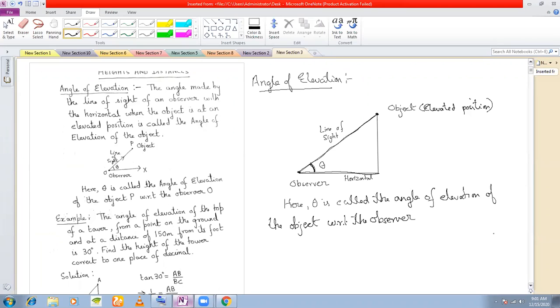Because why do we call it the angle of elevation? Because the object is placed at an elevated position, or you can also say because the observer is looking at the object which is at an elevated position. Okay, let us now see an example from angle of elevation.